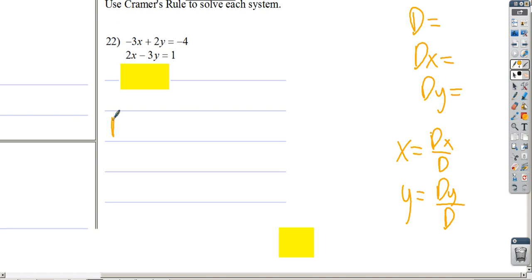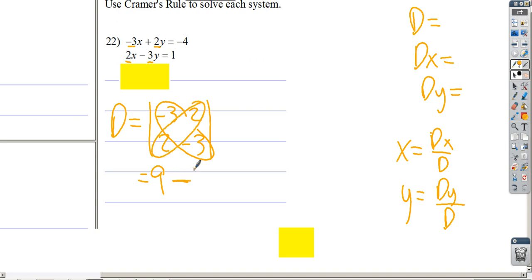Let's start by finding the main determinant. And we find the main determinant by just taking these coefficients here, negative 3 and 2, and 2 and negative 3. And then we do what we just did on the other page. So negative 3 times negative 3 equals 9. Minus, it's always minus when you find the determinants. Minus 2 times 2 is 4. So 9 minus 4 equals 5. So that's the first number that we need.